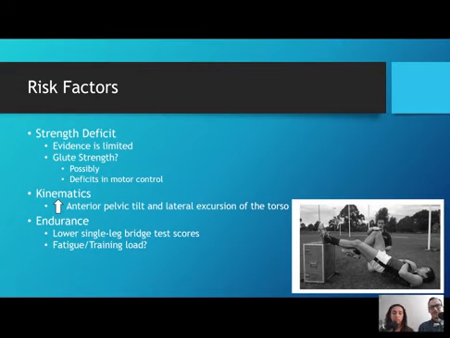So again, this goes into what we were talking about with strength. Okay, maybe on that one rep they had okay strength, not too bad, but with that repetitive motion, they weren't able to sustain the same amount of force.